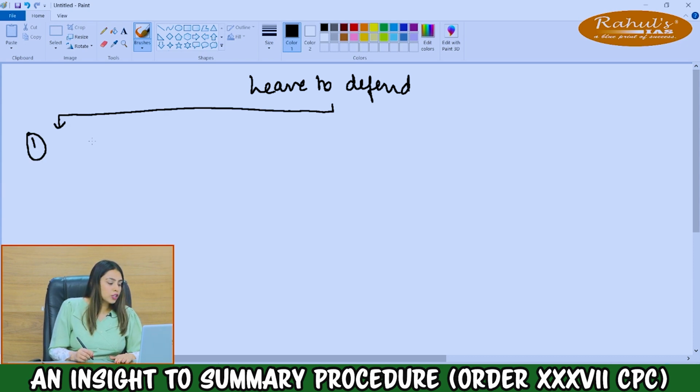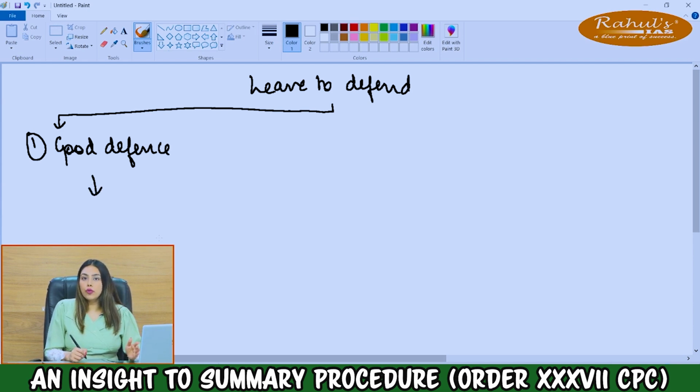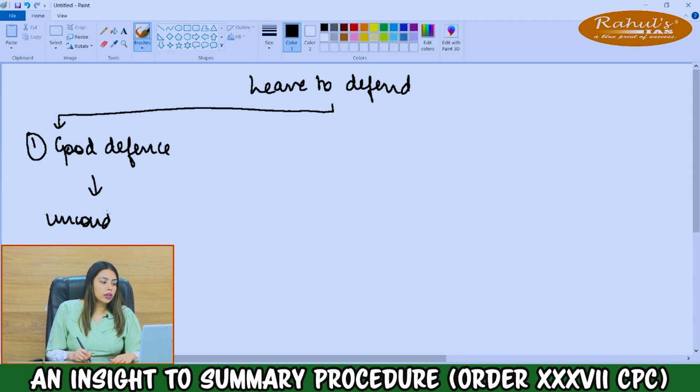Now, the first situation is where the defendant shows a good defense. So now, if this defense is proved, the defendant will be successful in the case, and here the court will unconditionally grant leave to defend. So, the leave to defend is unconditional.